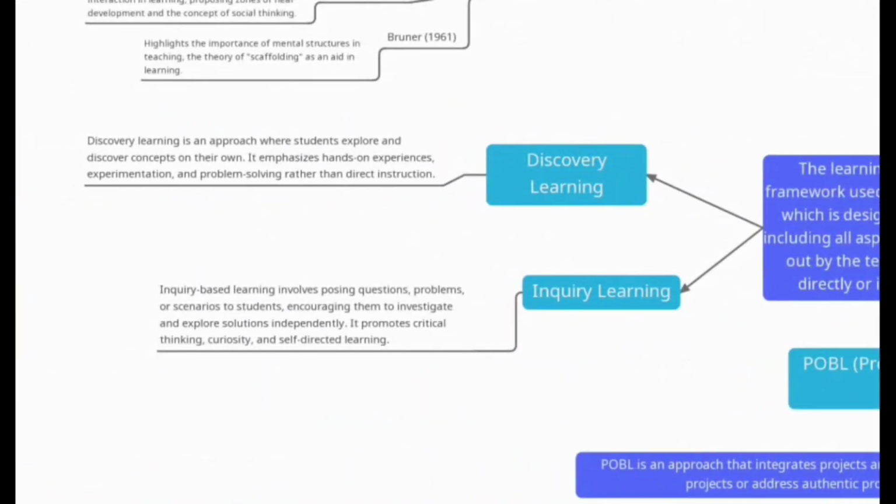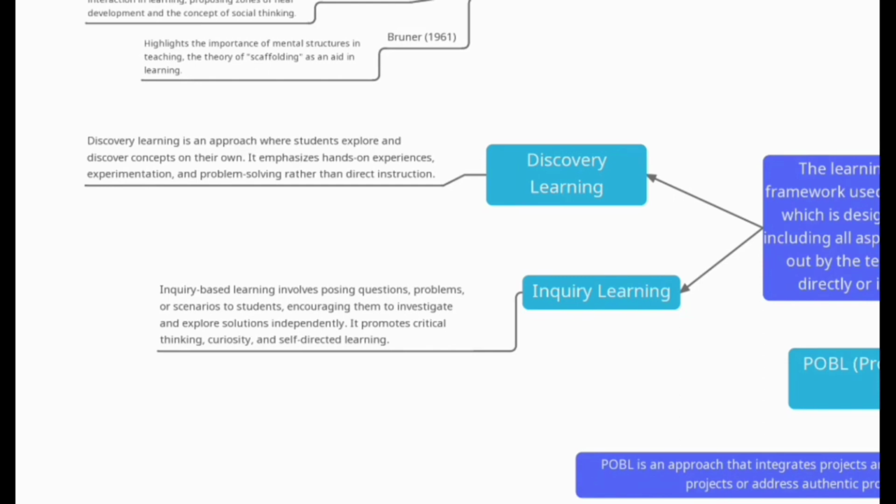The first is discovery learning. Discovery learning is an approach where students explore and discover concepts on their own. It emphasizes hands-on experiences, experimentation, and problem solving rather than direct instruction.